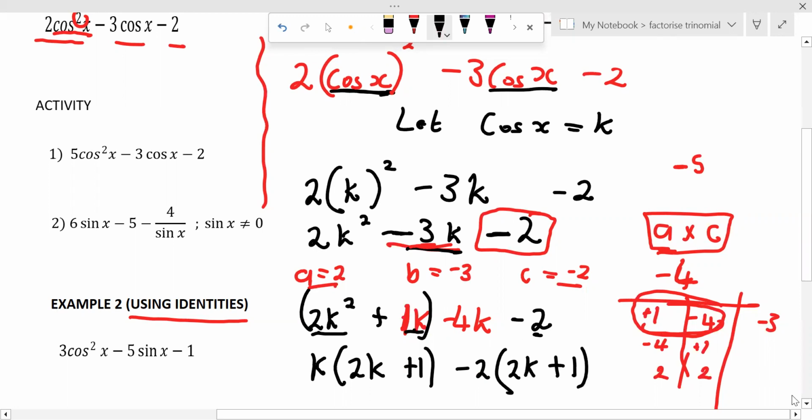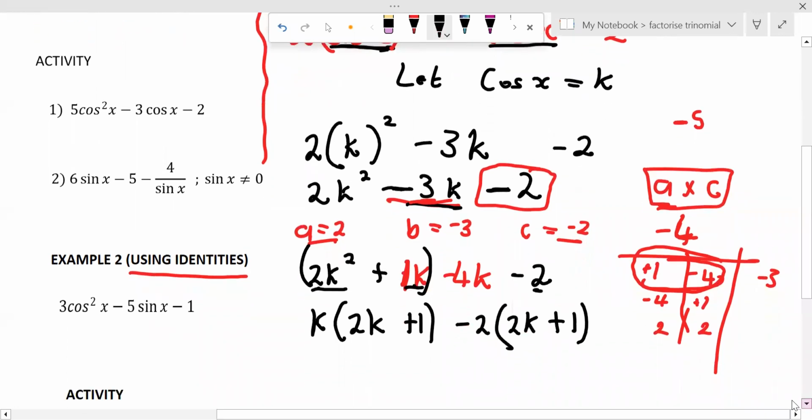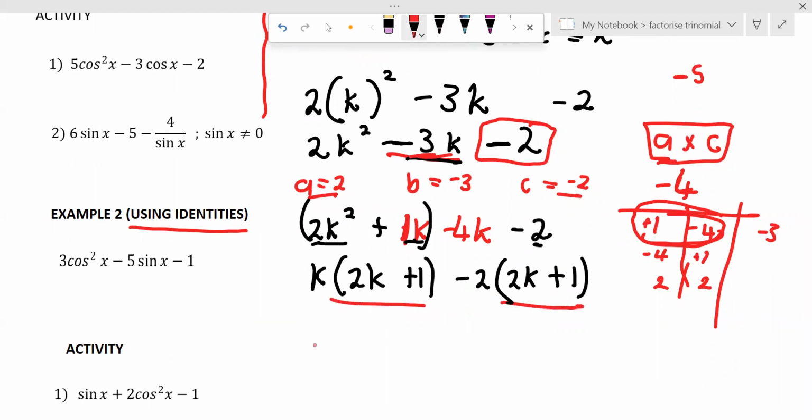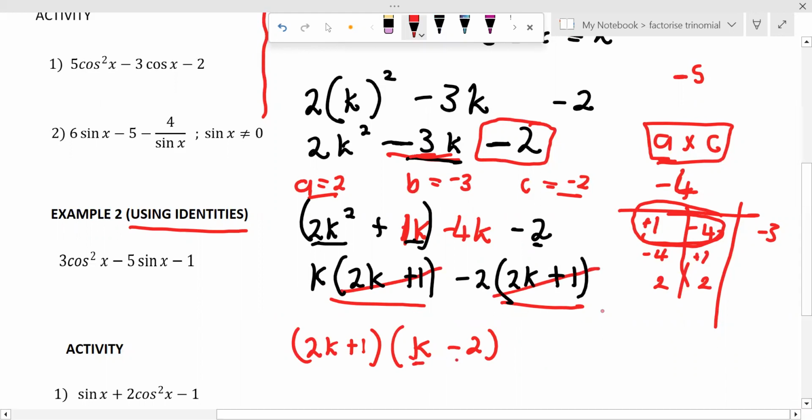Now from here, you'll say, okay, if we look at this, we have 2k plus 1, we also have 2k plus 1. We'll take that out as a common factor. So we'll have 2k plus 1, open bracket, you will have k minus 2. How did you get k minus 2? If I take 2k plus 1 out, I'm left with k. If I take 2k plus 1 out, I'm going to be left with minus 2.